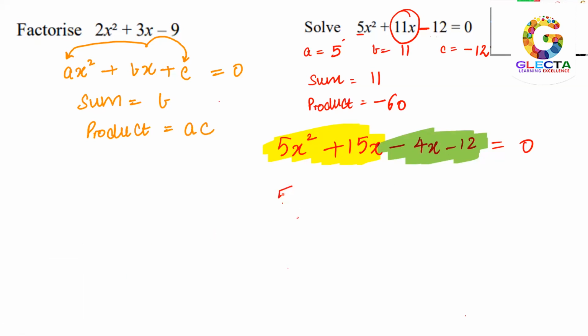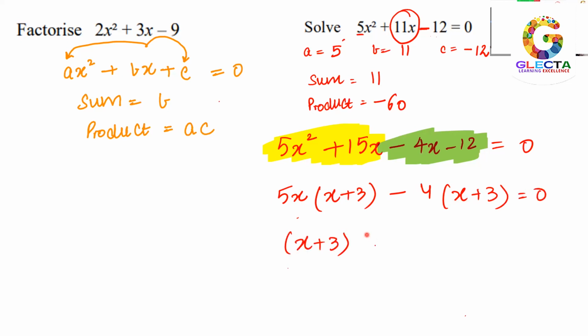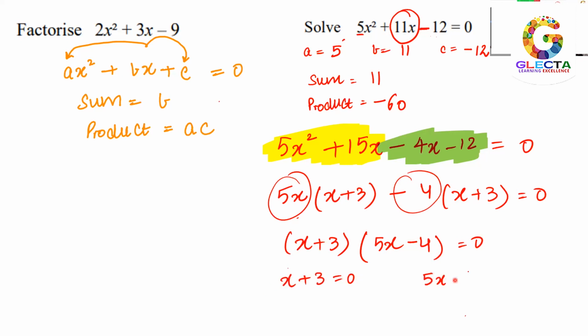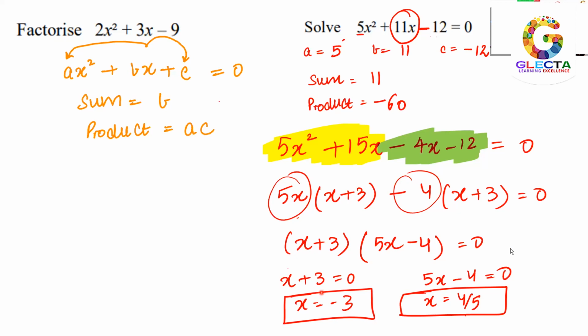All right, so we have 5x times x plus 3 minus 4 times x plus 3. X plus 3 in one bracket, and in another bracket, I have 5x from here, and I have minus 4 from here. So now I'm going to separately put these brackets equal to 0. So this is what we are going to have. X is equal to negative 3 and x is equal to 4 over 5. These are our two answers. All right? Take a quick note of it.